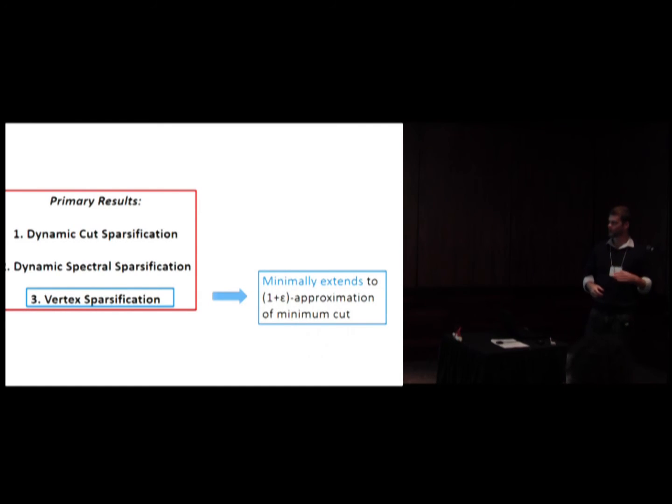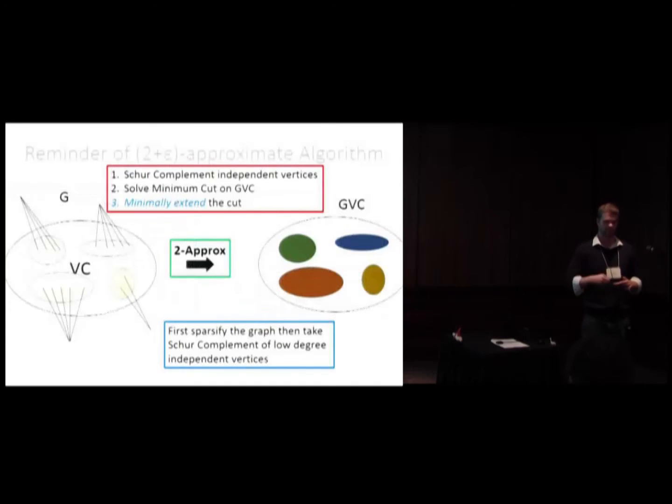So I won't have much time to go over vertex sparsification, and especially the dynamic part, but the tool here is that we're going to be able to minimally extend cuts in a 1 plus epsilon approximation. So just a quick review. Hopefully you guys remember a little bit. We had this 2 plus epsilon routine. We Schur complemented each vertex down onto this smaller vertex cover, we solved it on the smaller one, and we extended it.